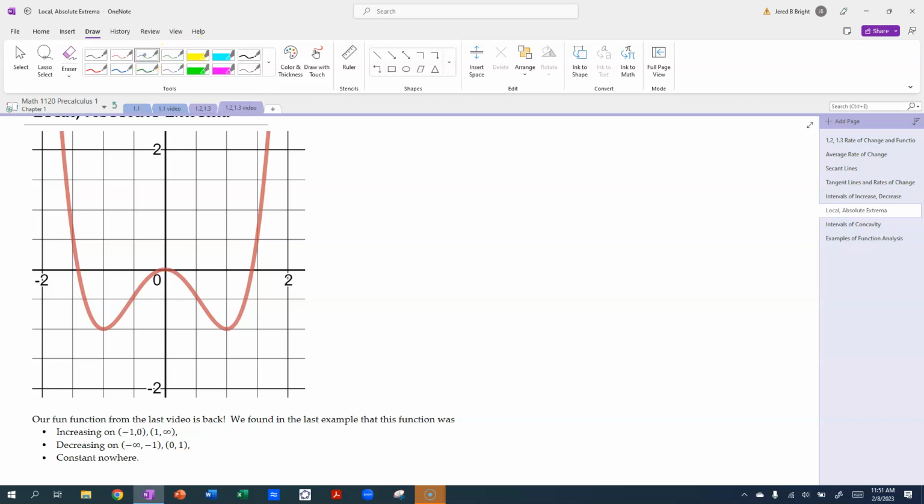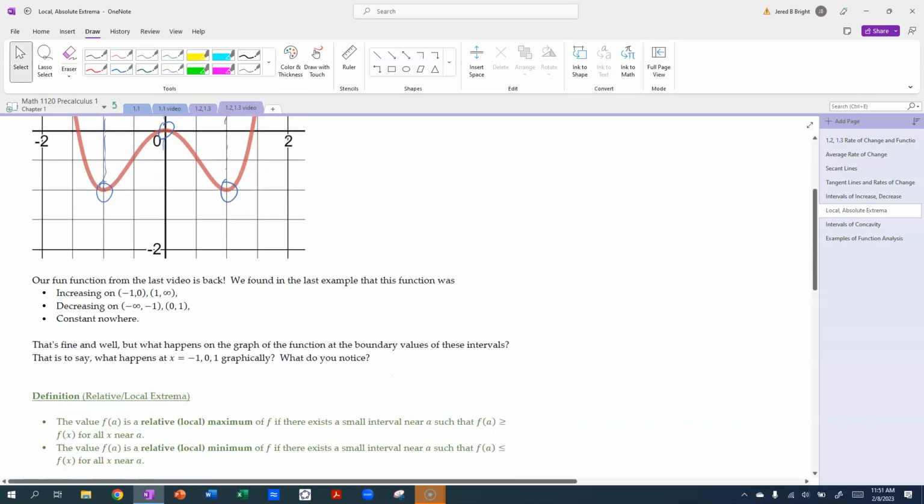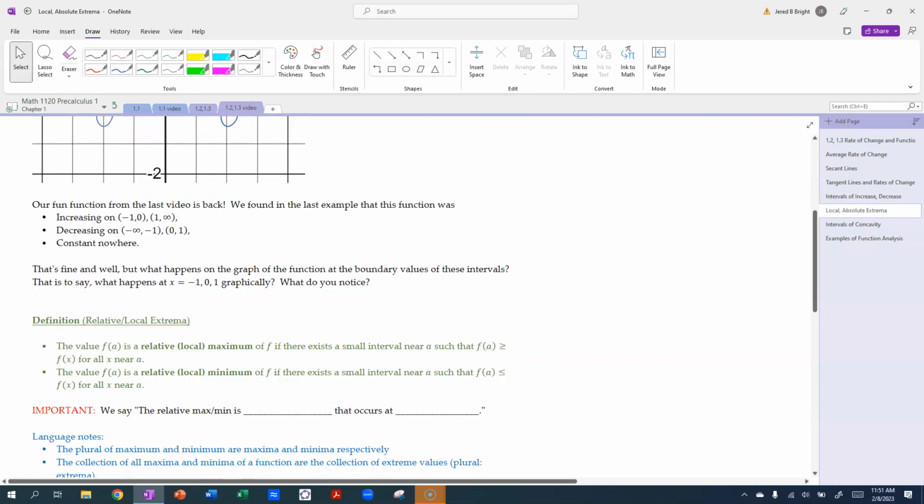So like when x was -1, right? We saw this behavior, and at 0 we saw this behavior, and at x is equal to 1 we saw that behavior, right? So we notice that each of those is like a peak or a valley, and that notion in mathematics, we talk about as having a relative or a local extreme value. Extrema is the plural of all that. And so we would say we have a local min or a local max in each of these cases.